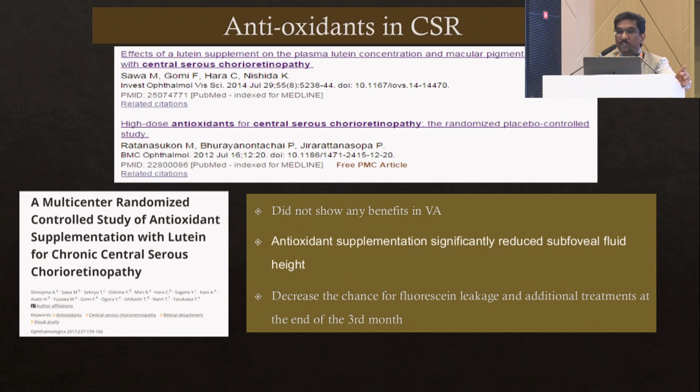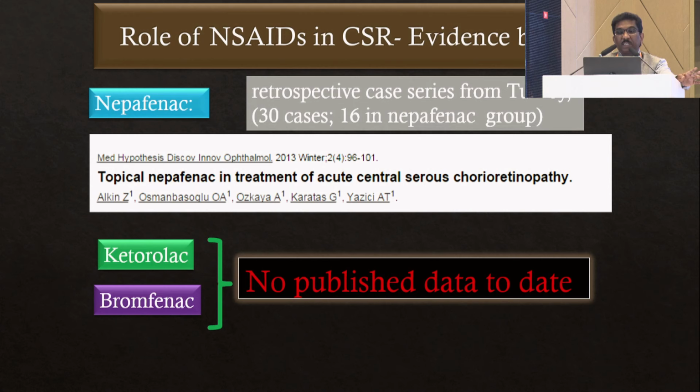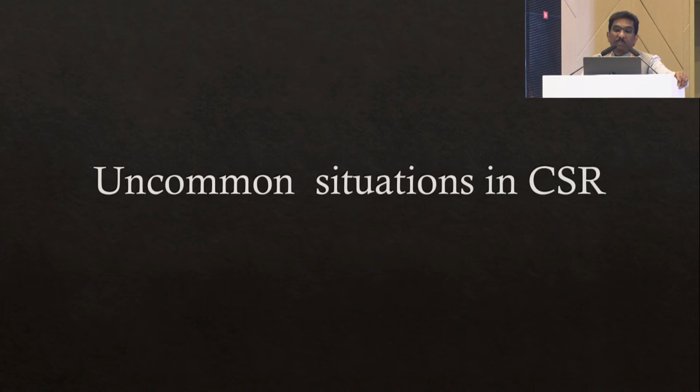As far as antioxidants are concerned, again, they do not show any benefit with respect to visual acuity. However, they significantly reduce the subretinal fluid height. So there's a decreased chance of fluorescein leakage, and additional treatments required were less at the end of 3 months. As far as NSAIDs are concerned, there's very minimal role for use of nepafenac or any other non-steroidal anti-inflammatory agents.